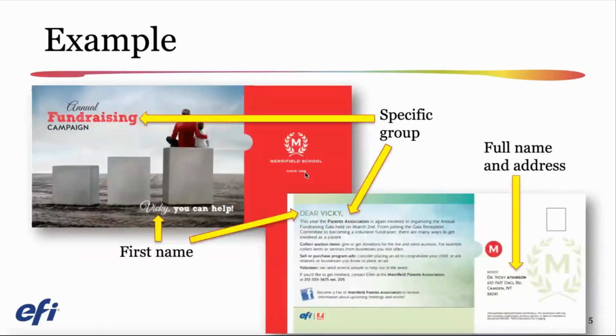Here's an example of a personalized postcard. You can see that the recipient's name and address is on it, plus the content is customized depending on the criteria or the category that the recipient falls into.